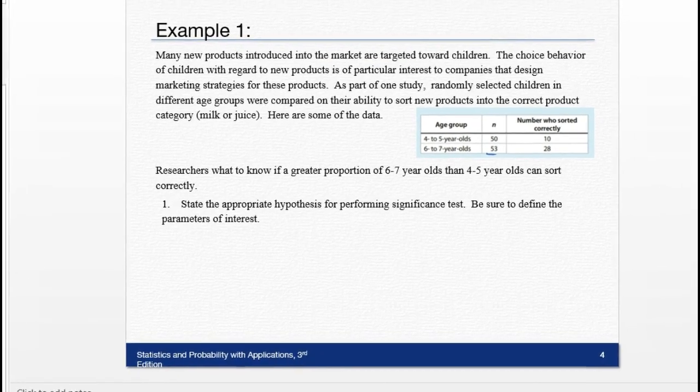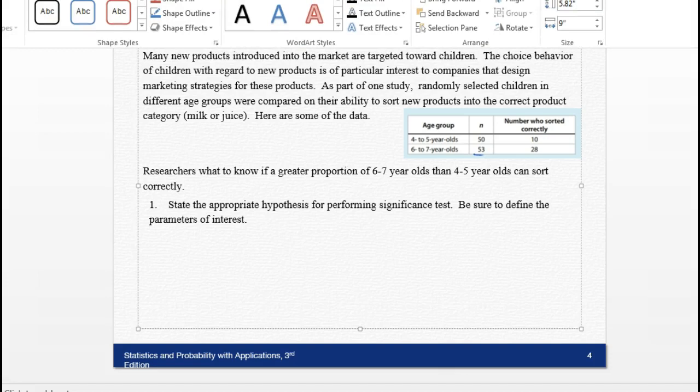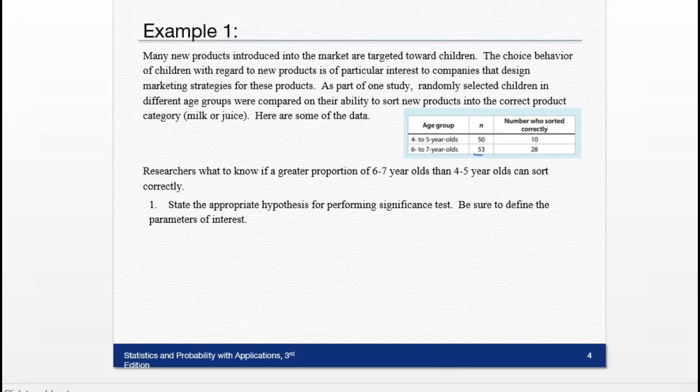Okay, so we look at the table, and we can see that they did a set of 4 and 5-year-olds. 10 out of the 50 got it right. Out of the set of the 6 to 7-year-olds, 28 out of the 53 could sort between milk and juice correctly. So the researchers want to know if a greater proportion of 6 and 7-year-olds than 4 and 5-year-olds can sort correctly. That's what they think, and that's what we're looking for evidence of. All right, so state the appropriate hypotheses for performing a significance test, and be sure to define the parameters. Like always, we have to define our parameters clearly.